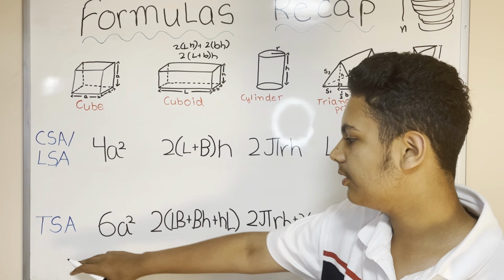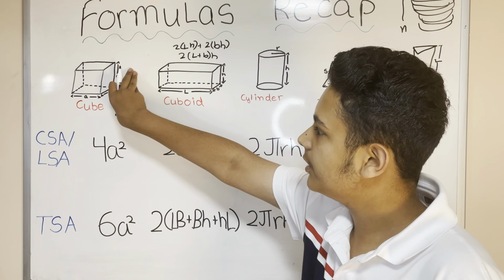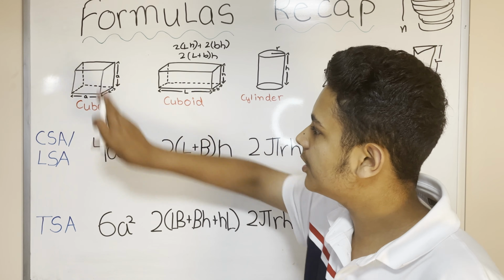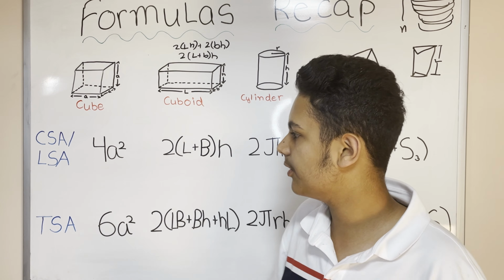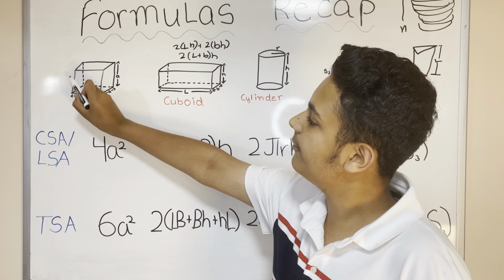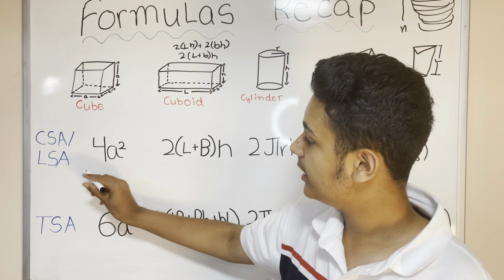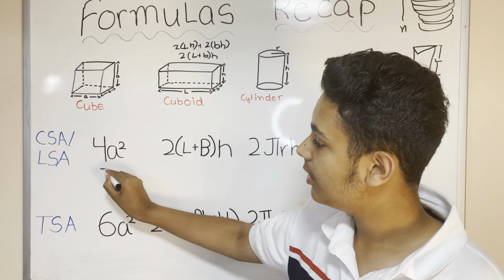Now we are going to talk about total surface area. So for a cube, the total surface area is all the sides and their surface area combined together. So now we know that one face of the cube is a square, and 4 faces is 4a square. And if we add 2 more, the top one and the bottom one, it's 6a square. So it's pretty simple for cube.